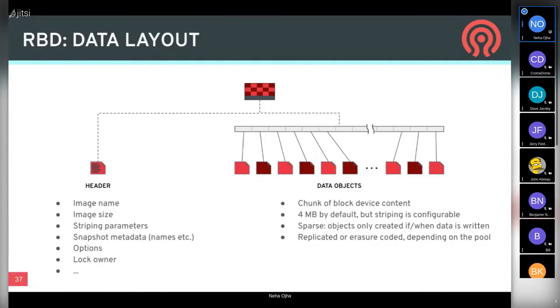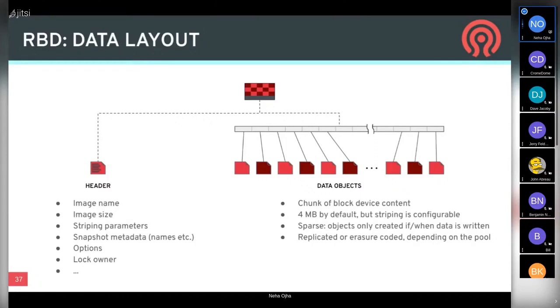The RBD image is getting striped onto 4 MB RADOS objects, which is, again, configurable as I mentioned. But the interesting thing here is objects are only created if and when data is written. So if you just create an RBD image of a particular size, only the header objects get created. These data objects don't get created until and unless you actually start writing to the image, which is good.